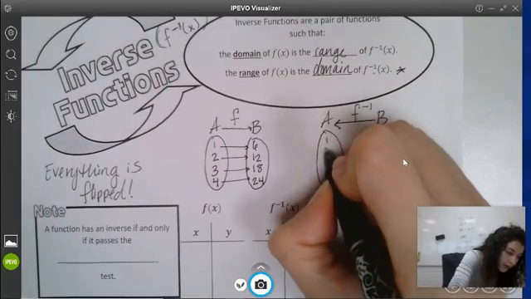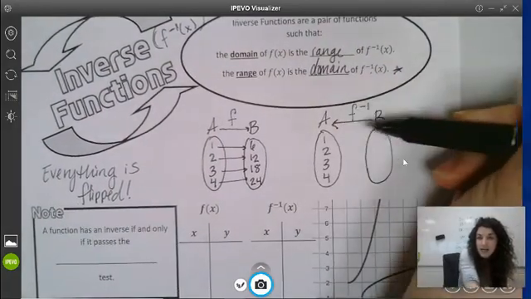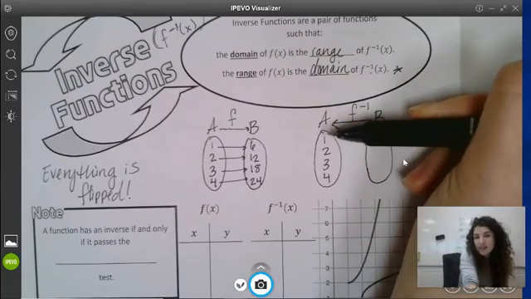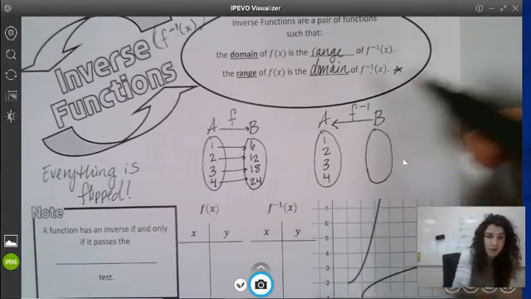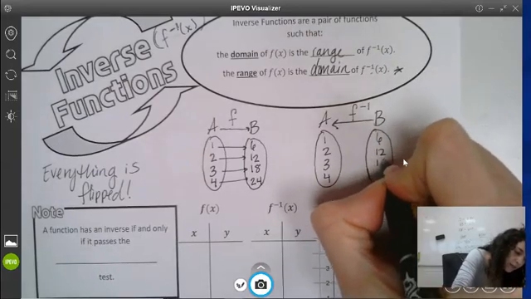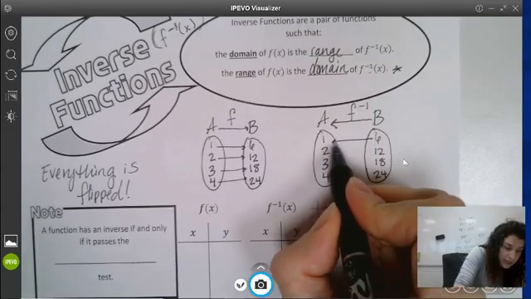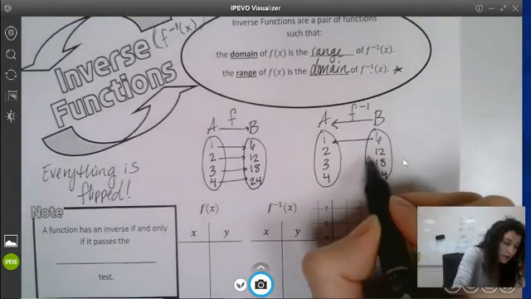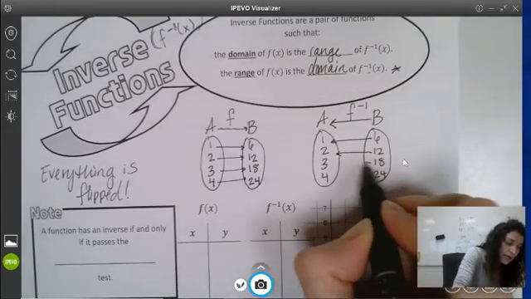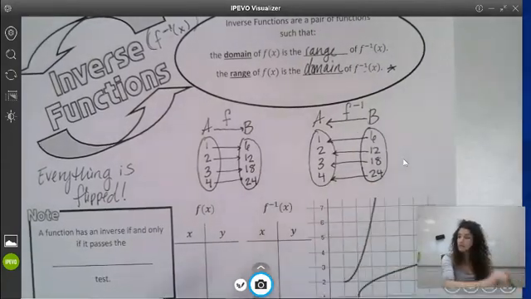So you would still have 1, 2, 3, 4, but notice, implied by this arrow, the outputs now are your 1, 2, 3, 4, and now your inputs are 6, 12, 18, 24. So 6 is put into the inverse function and gives you 1. 12 goes to 2, 18 goes to 3, and 24 goes to 4.